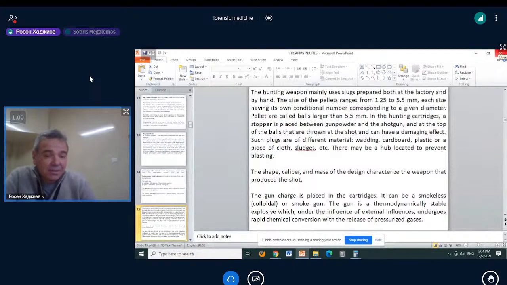The hunting weapons use pellets prepared both at the factory or by hand. The size is different, depending on the animals which are targeted. From 1.25 to 5.5 millimeters.